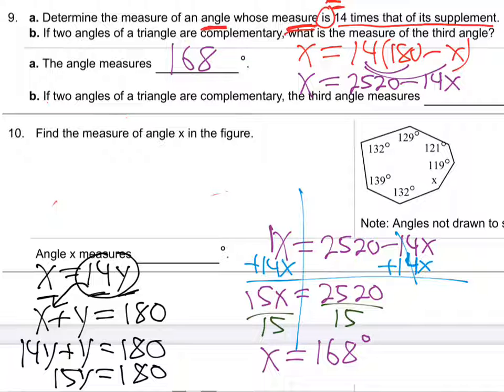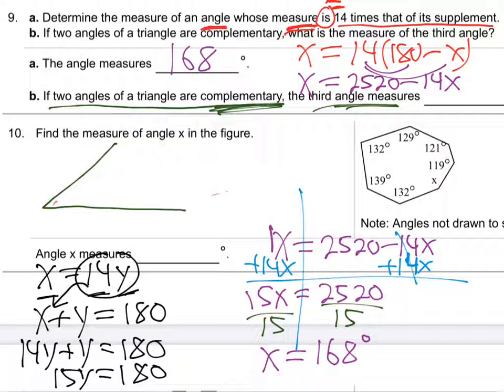Part B. Two angles of a triangle are complementary. What's the third angle? I think if we draw this one out, it'll be an easy question once you see what they're saying. So they're saying we've got two angles in a triangle that are complementary. What does that mean, complementary? They add up to 90. So these two are complementary. So that means they add up to 90.